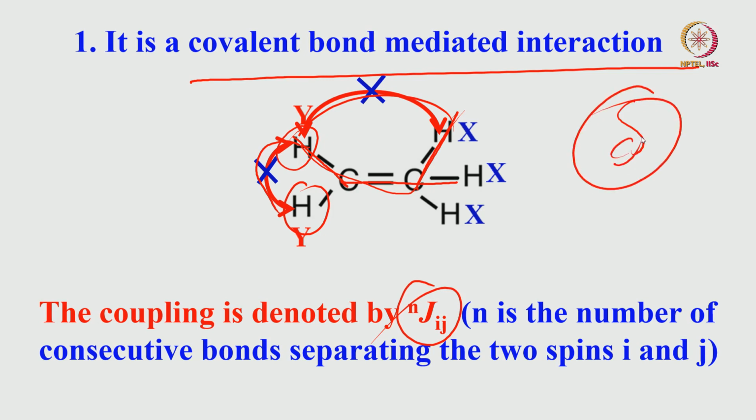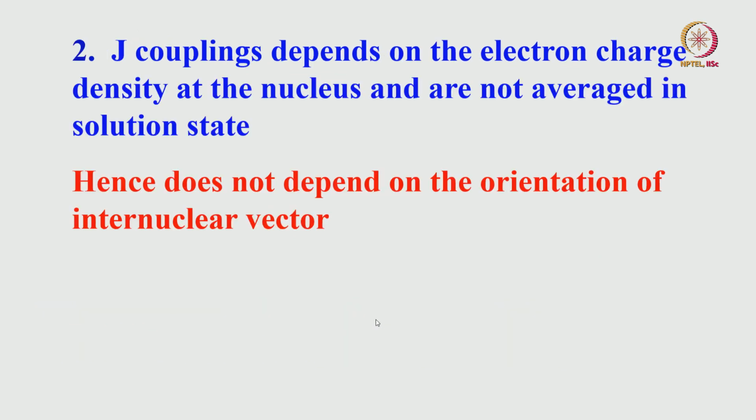I said chemical shift refers to a ppm scale, also called the delta scale. Coupling is referred to as nJij, where n is the number of consecutive bonds separating the two interacting spins. For example, this proton and this proton are interacting, separated by 1, 2 and 3 bonds. So this is called 3Jij between this proton and this proton.